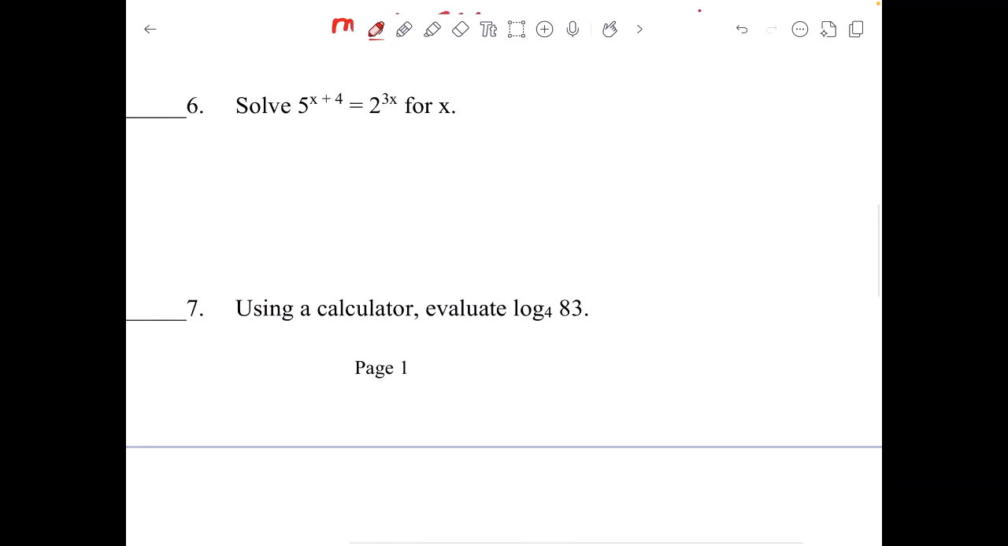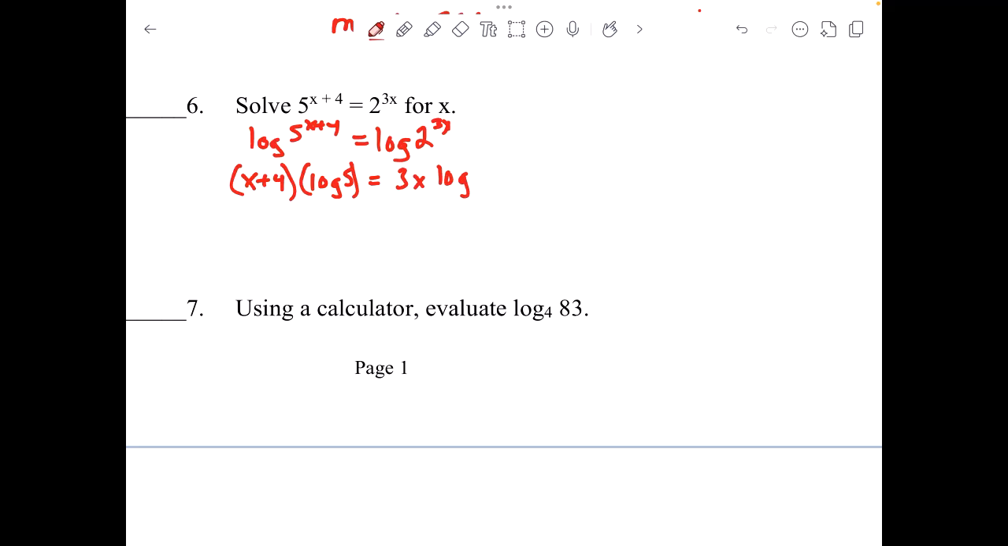Question number 6. I need to solve for x. I do not have like bases, so I can't just set their exponents equal to each other. Instead, I'm going to take the log of both sides. So I have the log of 5 to the x plus 4 power equal to the log of 2 to the 3x power. Using my power property, I have x plus 4 times the log of 5 equal to 3x times the log of 2.